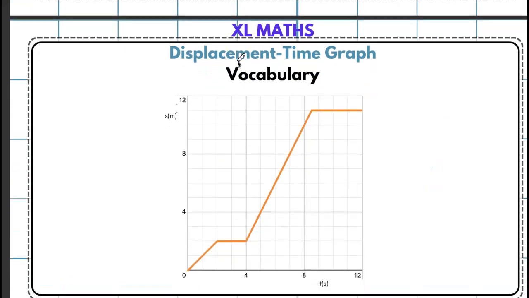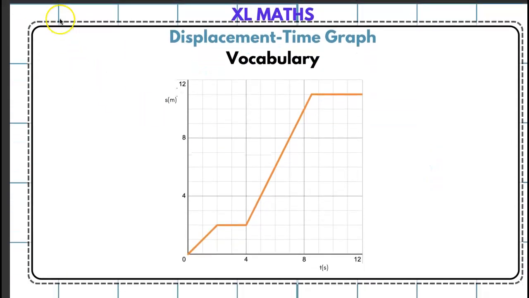Now, over here, we are going to be talking about the vocabulary. So this is what it is. It is the slope. The slope shows nothing but the velocity. So the slope gives us the velocity of the object. The steeper the slope, the faster the object is. So the object is going to be faster here as compared to that one. And they both show velocity.